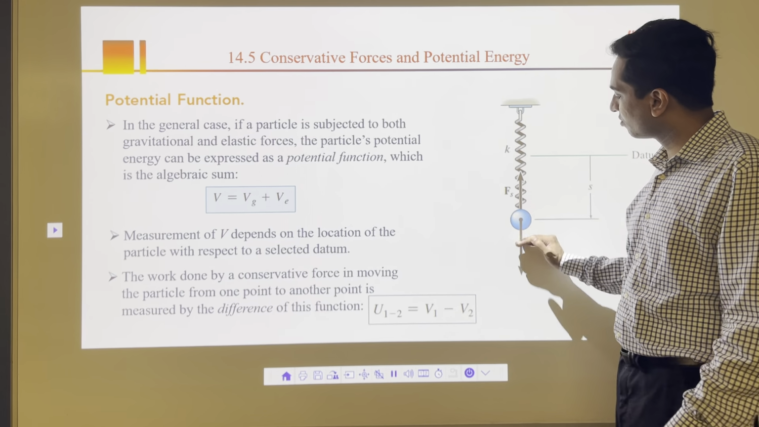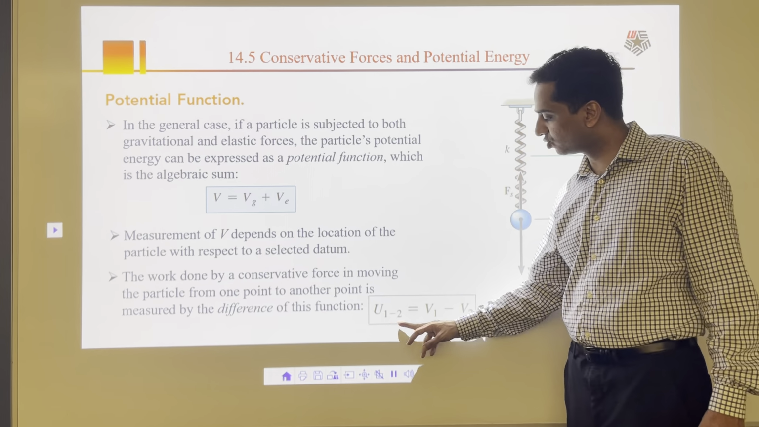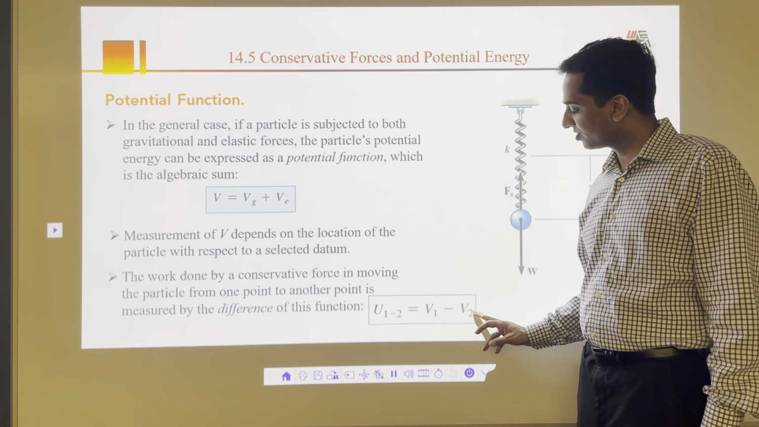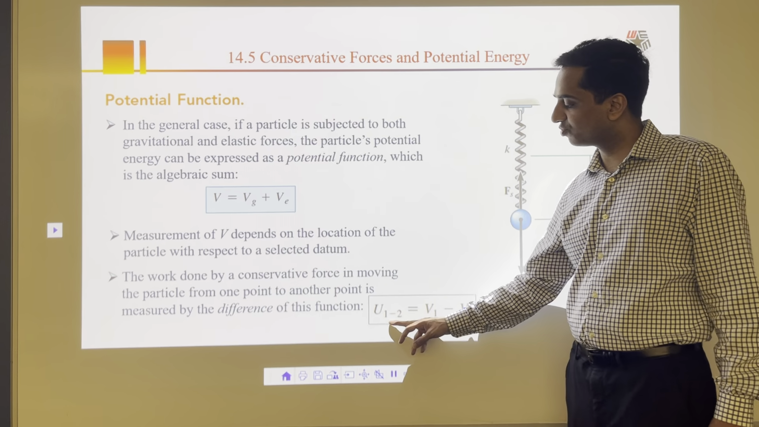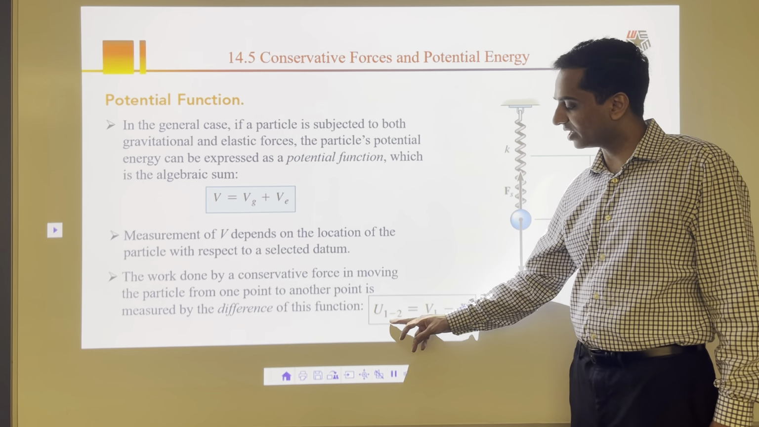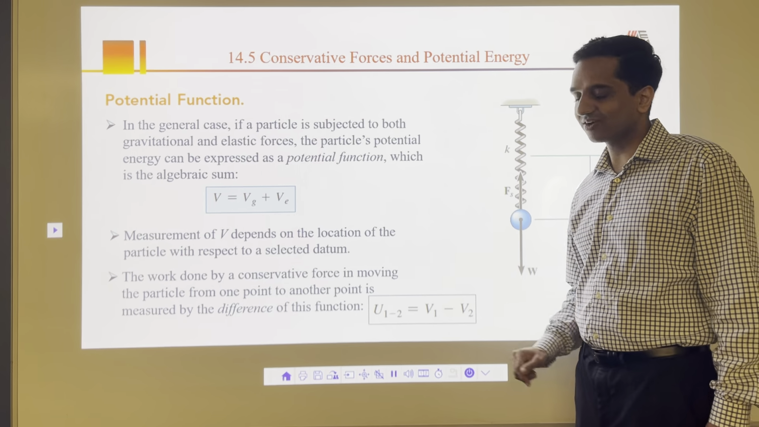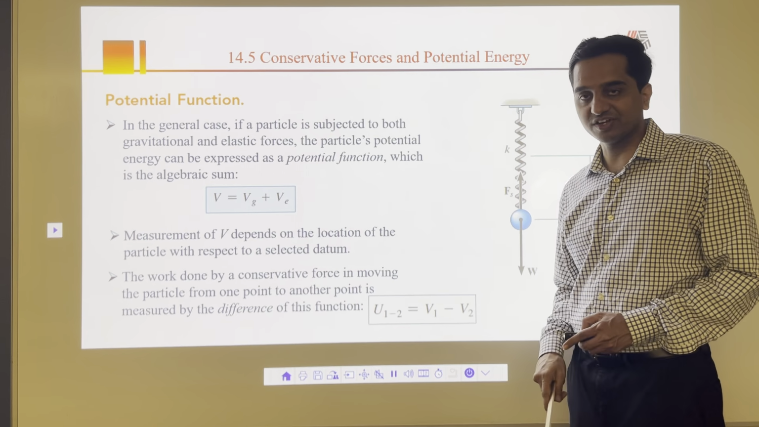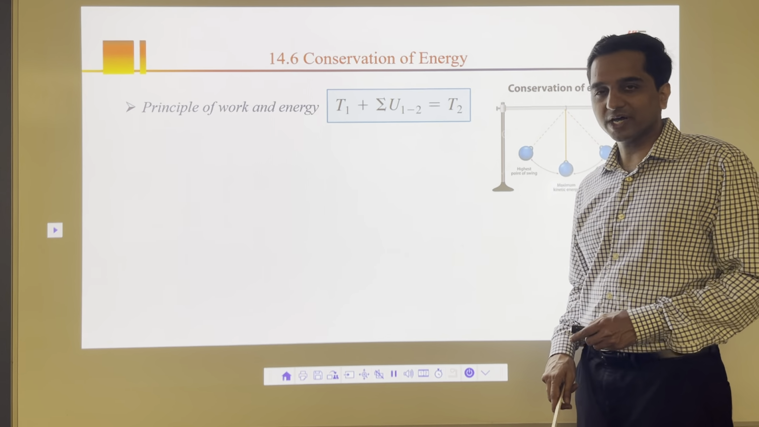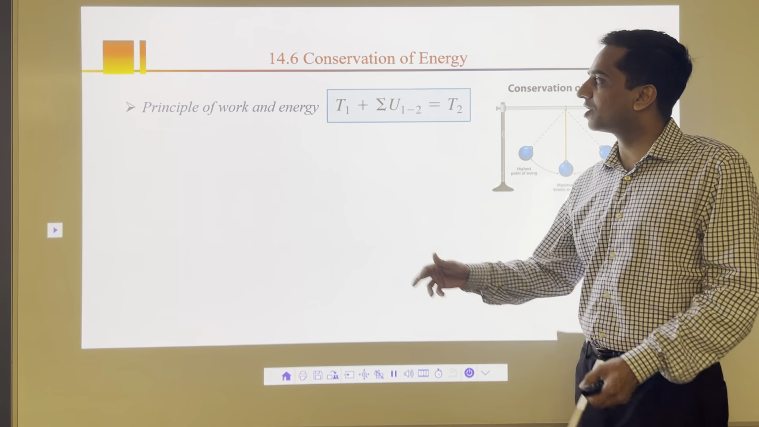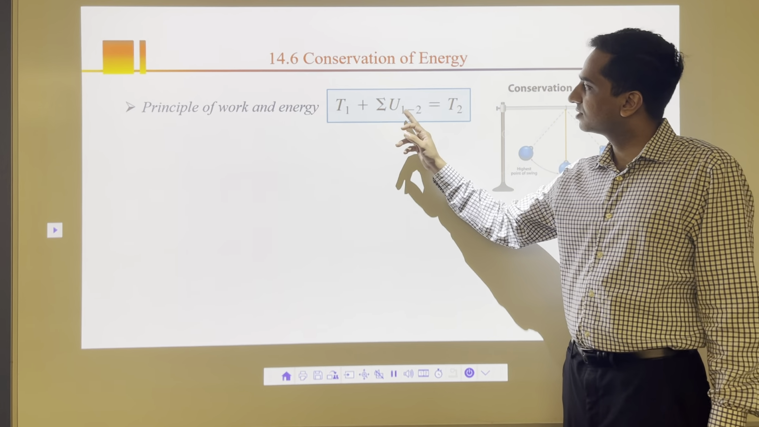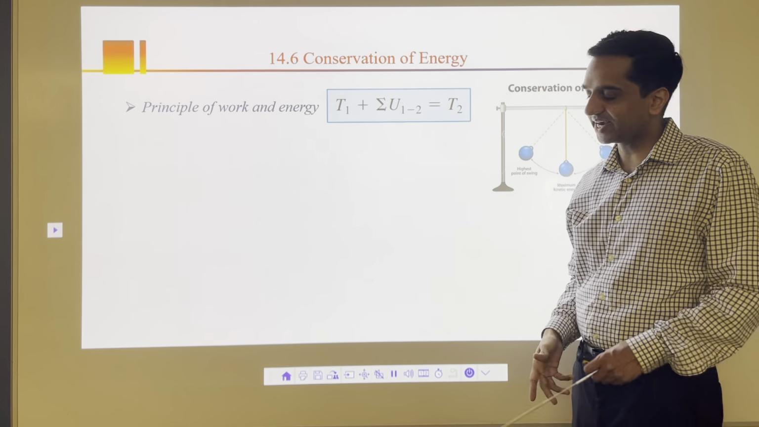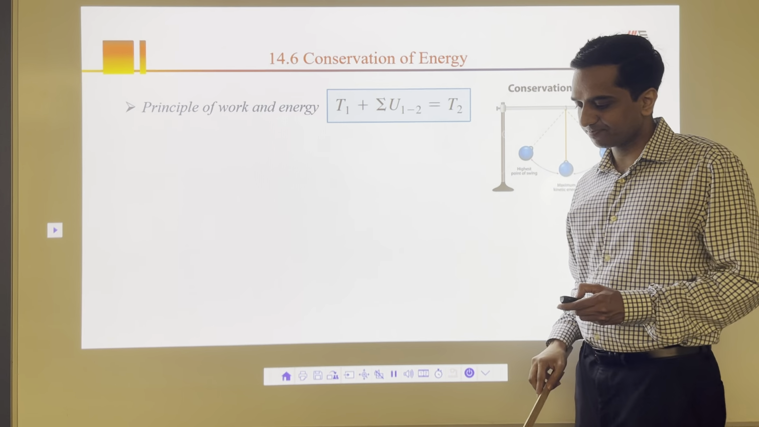The work done overall in this process is given by U12 equals V1 minus V2. That's my initial potential function minus final potential function, and that will give me the total work done U12 from position 1 to position 2. Now, if you remember, in the last video, we learned about the principle of work and energy: T1, your initial kinetic energy, plus work done gives you the final kinetic energy.